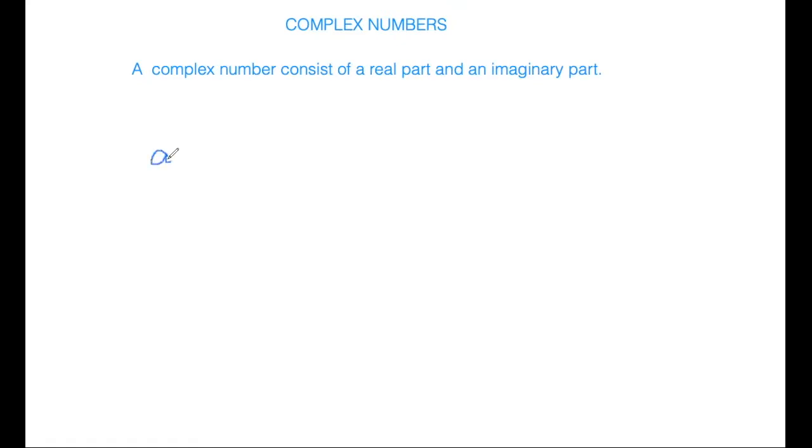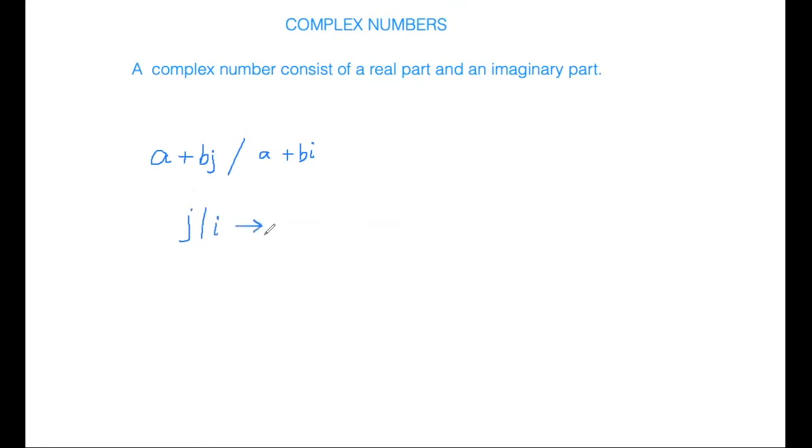The general form that we have a complex number in is a plus bj, where a is the real part and b is the imaginary part, because of the letter j. Or some persons have a plus bi, where a is the real and bi is the imaginary. So we use i and j interchangeably, and both of them mean it's the imaginary part.